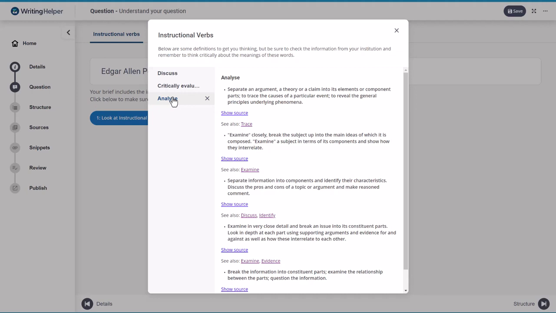So here we provide you with a bank of instructions that you can examine yourself to make sure that you are addressing the core instruction, whether it's explicit or not, in the question you're being asked.